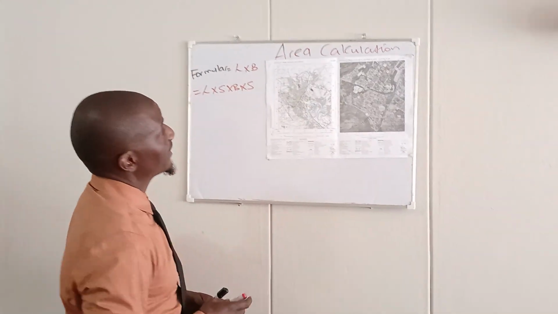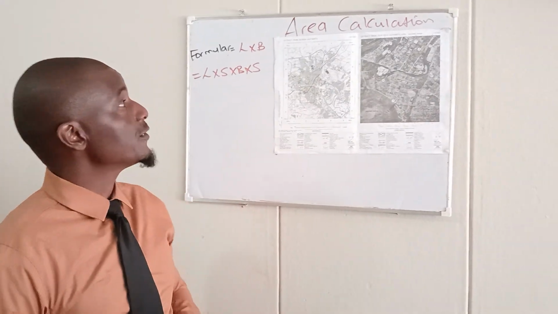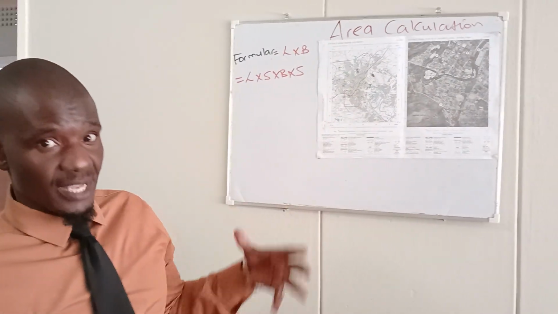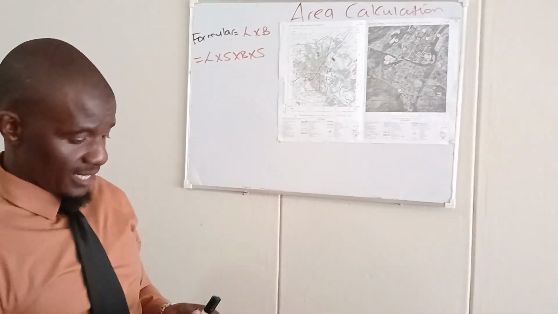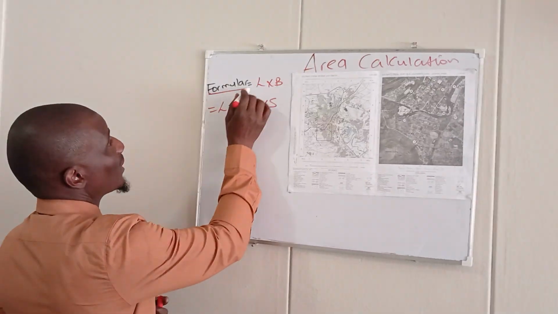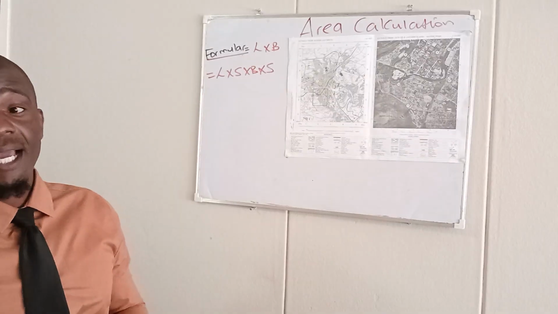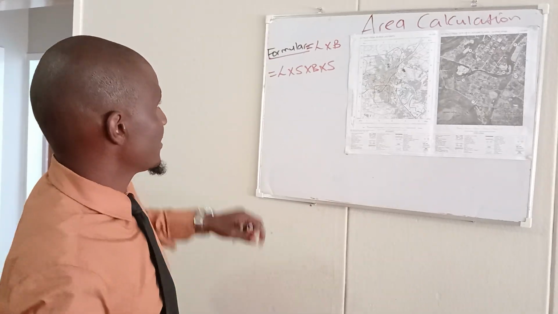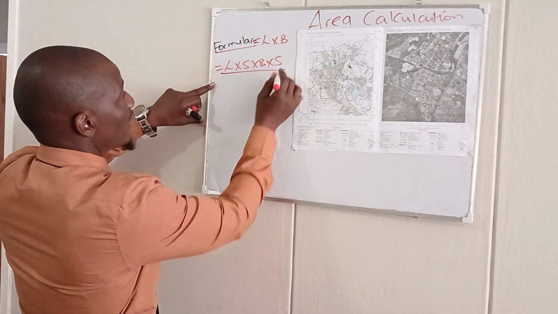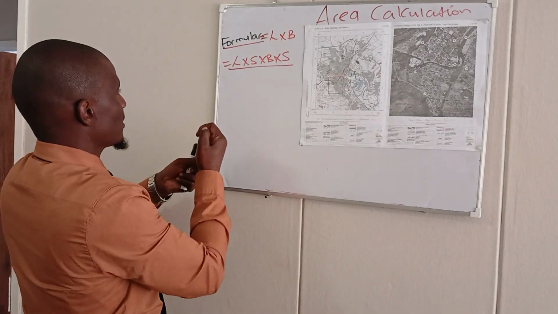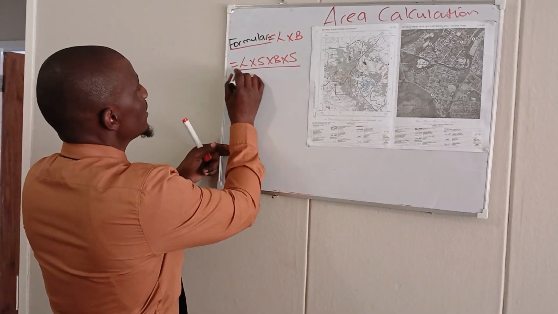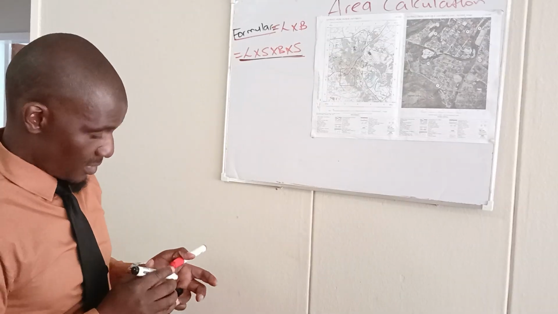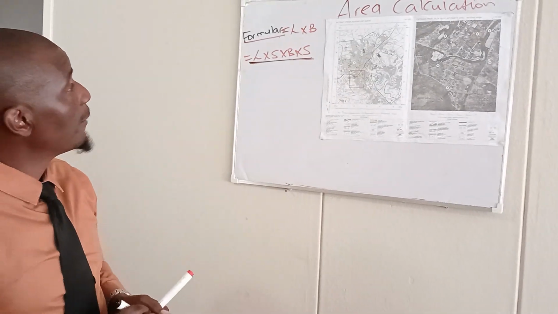All right. The next calculation that we are going to do is area calculation. But before we start with how we calculate our area, the first thing that we have to know is what is our formula for calculating the area. Normally, on your paper, on Mapwork, they give you length times breadth. But this is the formula that you're supposed to use when you're calculating your area, which is your length times scale times breadth times scale.